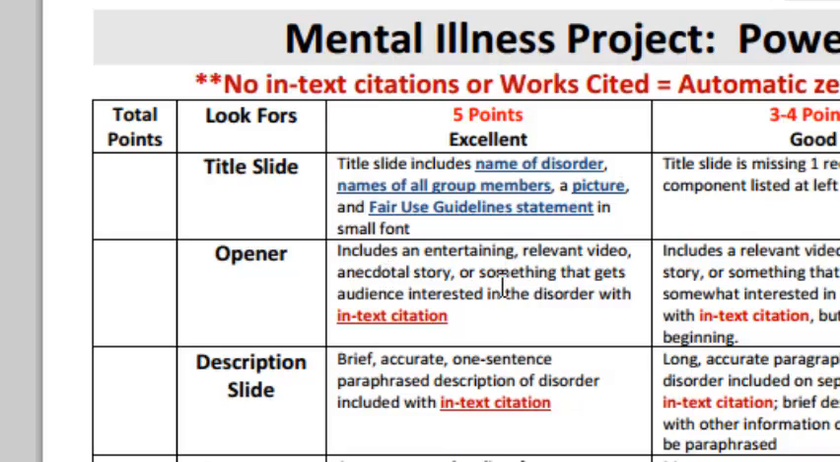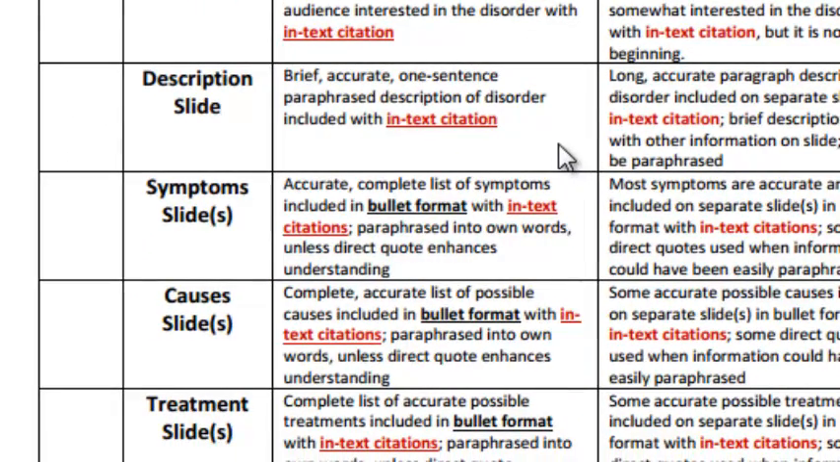Your opener, something that's interesting, something that catches the audience's attention. A one-sentence paraphrase description of the disorder, just telling your audience what this disorder is in a real quick, brief sentence. Then you're going to move into your symptoms, the symptoms of your disorder. I would use bullets for this. It can be more than one slide if you want it to be. In fact, if you have quite a few symptoms, I would recommend that you make it more than one slide.